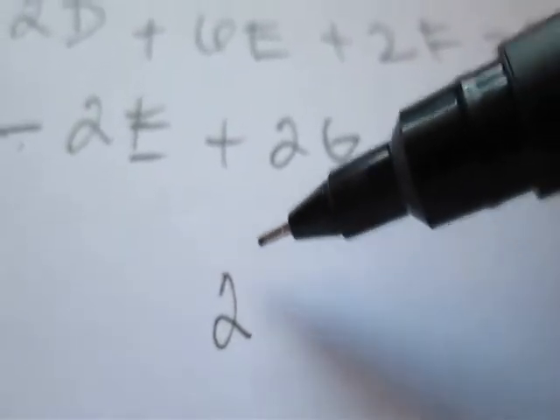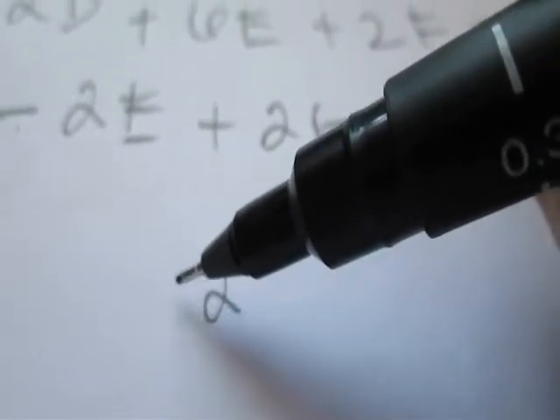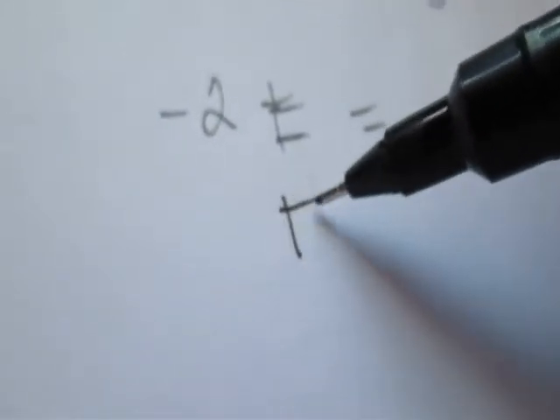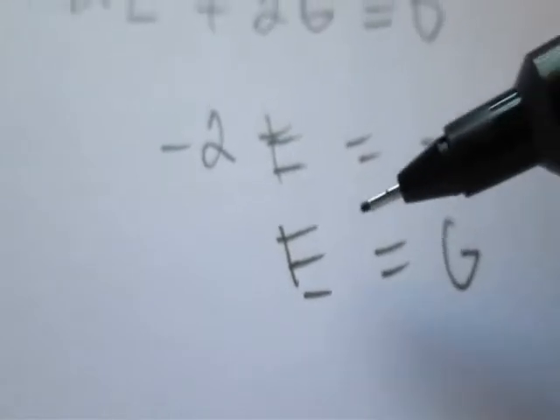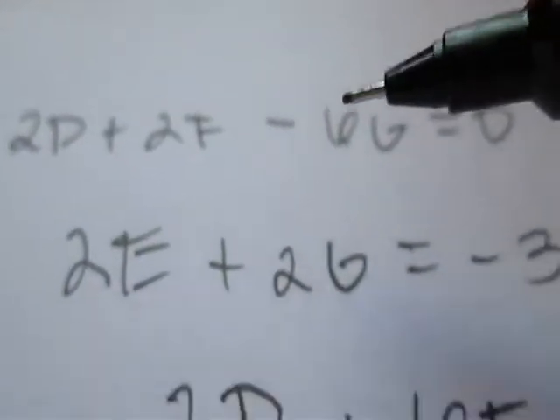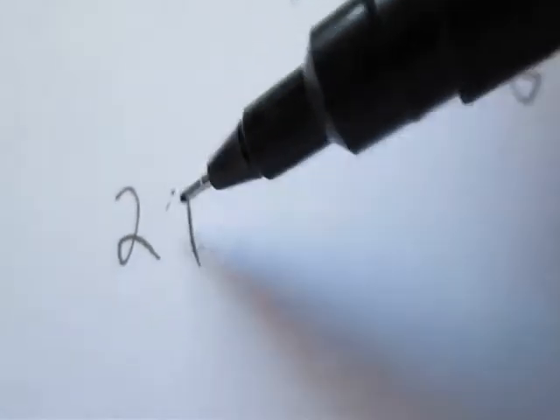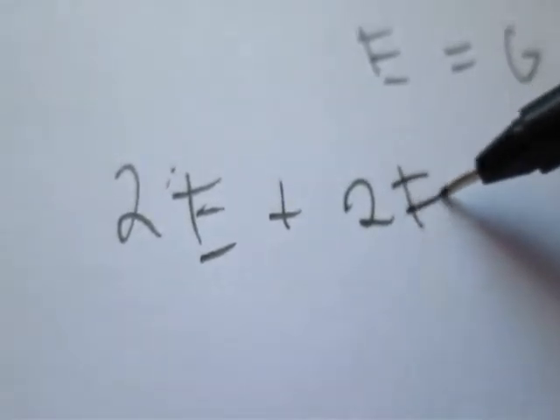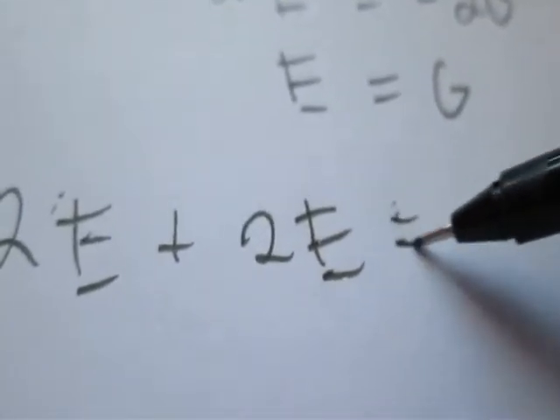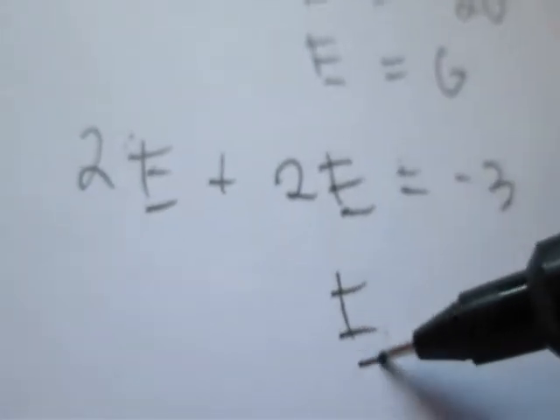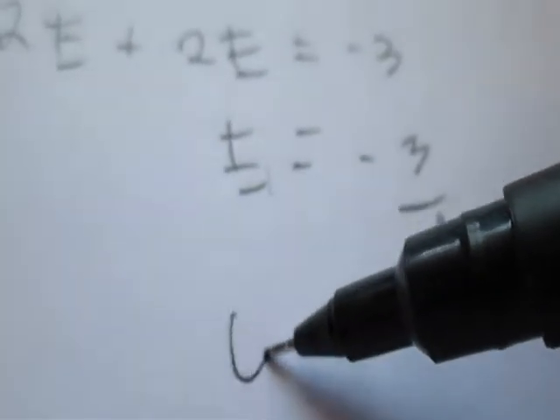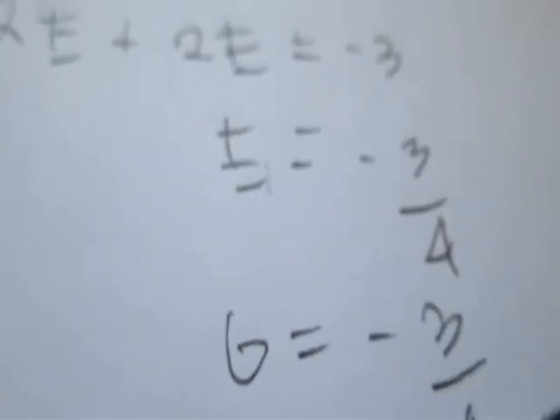So from this equation, we can get the value of e and g. So we have negative 2e is equal to negative 2g. So e is equal to g. And using this here, we have now the equation 2e plus 2e, since g is equal to e, equals to negative 3, so we get e is equal to negative 3/4. And since e is equal to g, we also have g equals to negative 3/4.